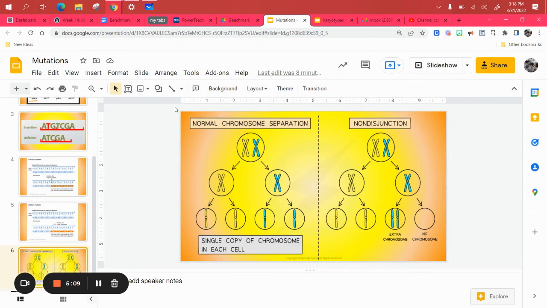With non-disjunction, this is what we see. We see normally how the chromosomes are going to split from each other in anaphase 1, and then the chromatids split from each other in anaphase 2. And if they don't split, we could end up with egg or sperm cells that have an extra chromosome, which would result in trisomy, or egg or sperm cells that have no chromosome, which would result in a monosomy situation.